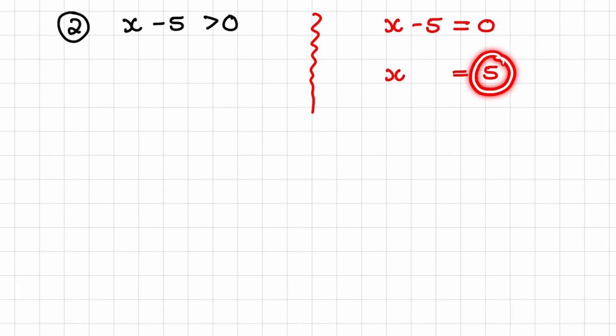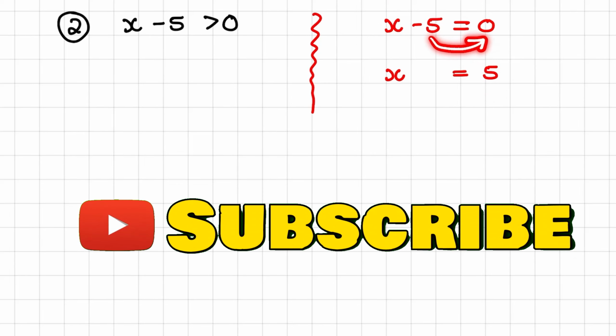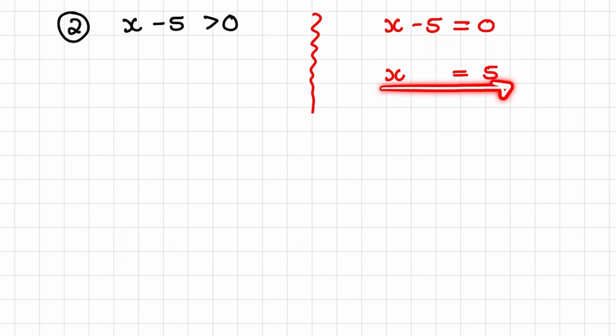In our second example, we want to find the values of x where x minus 5 is bigger than 0. But before we continue with that inequality, let's quickly go back to x minus 5 equal to 0. So if I ask you to find or solve the value of x, you would move the 5 to the right hand side of the equal sign and make it positive 5. So you would transpose the 5. So x would be equal to 5.